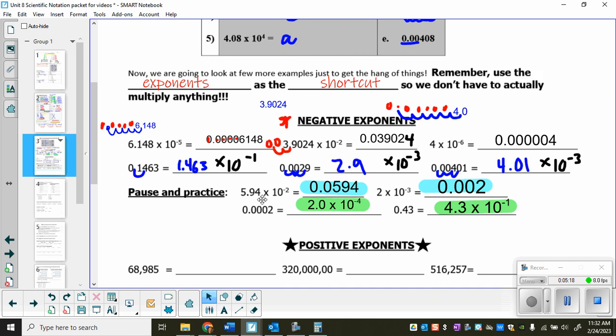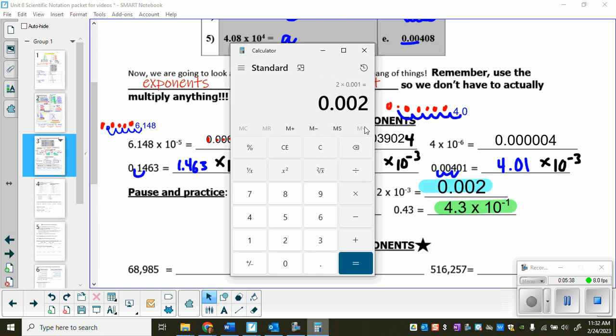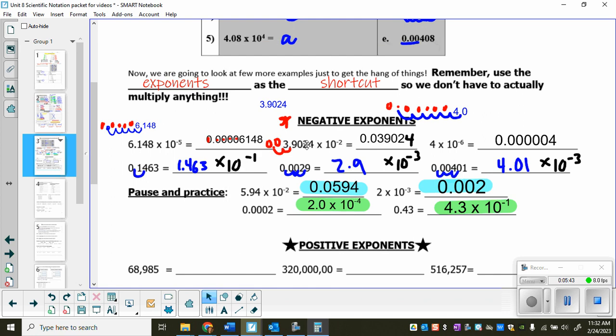So for the 5.94 times 10 to the negative 2, there's the 594. And we should see 2 zeros, 0.0594. And when we see 2 times 10 to the negative 3, it should be a 0.002. And friendly reminder there, I'll show you again in the calculator, we're doing 2 times 1,000th. And that's the answer that we're getting right there in blue. But we're just trying to avoid the calculator, okay?